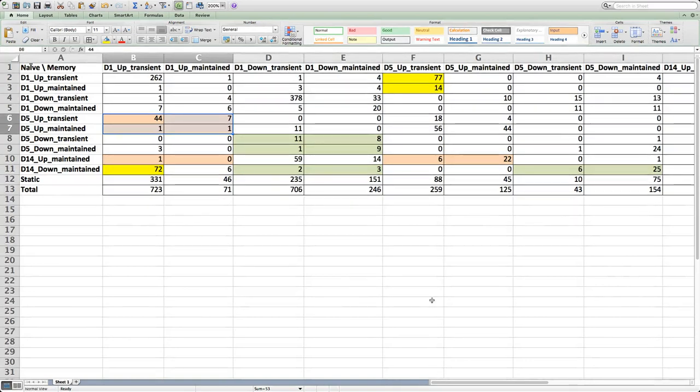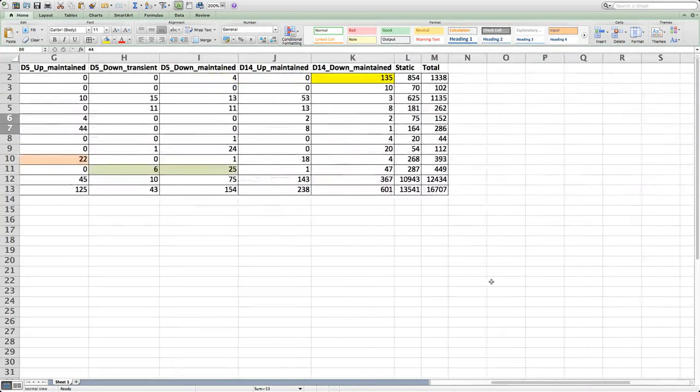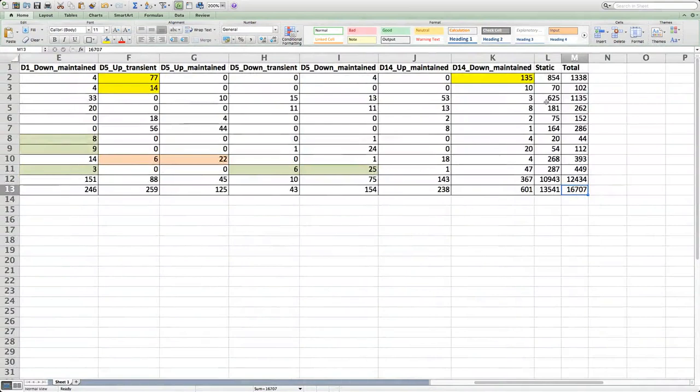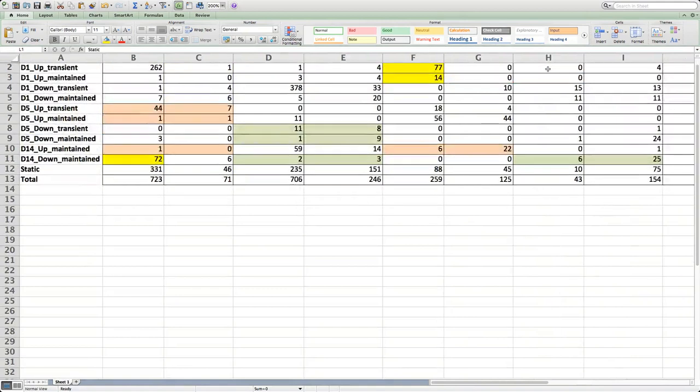How many genes are there? Oh, okay. I didn't see that last column. Well, yeah, I scrolled off the screen. In case it wasn't clear, static means that it's not changing at any time point. I was wondering where 10,000 genes went. So static means there's no differential expression at any time point. This column is for memory, and then the row would be for naive.